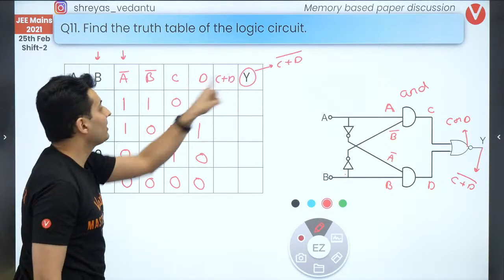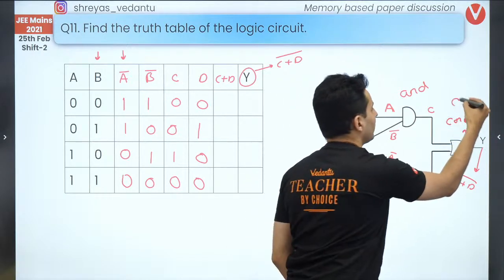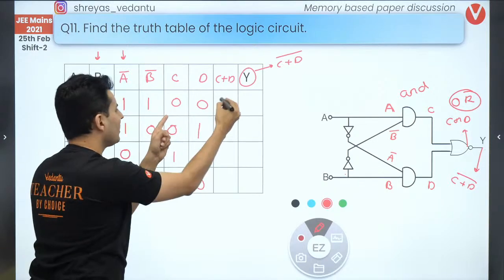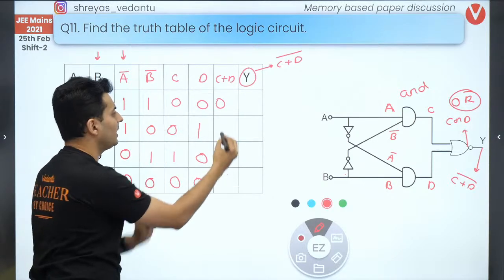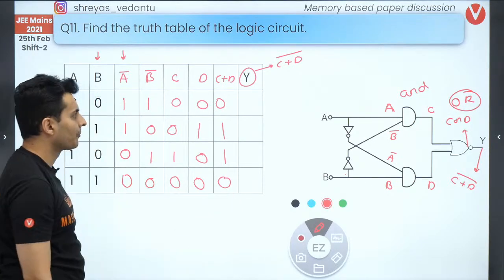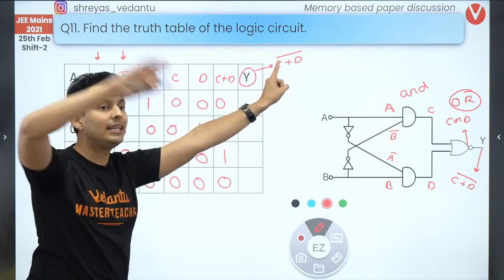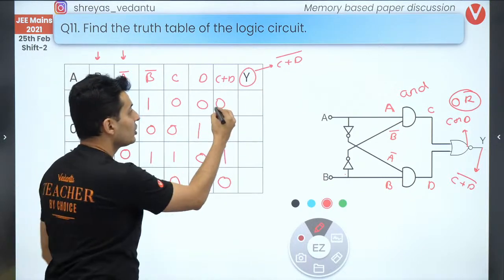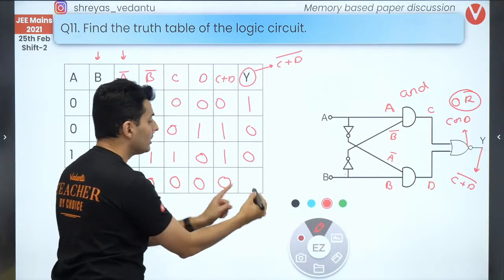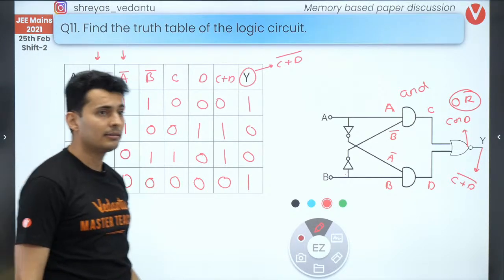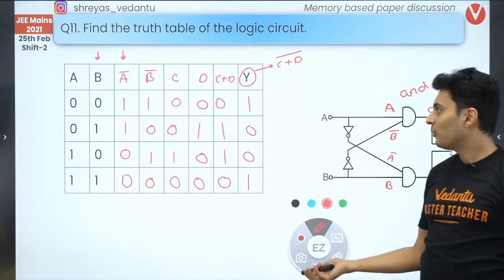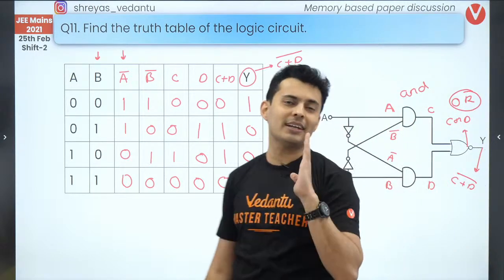Now C plus D. This is an OR gate. So either this or this. 0 or 0 is 0. 0 or 1, one of them is true. 1 or 0, one of them is true. 0 or 0, 0. Last one, it's the negation of that. So 0's opposite 1, 1's opposite 0, 1's opposite 0, 0's opposite 1. That's it, done. Understood? That's it, 1, 0, 0, 1. How simple is it? Isn't it logical?